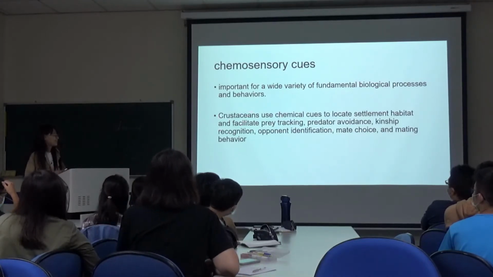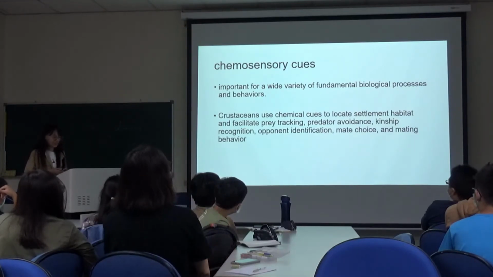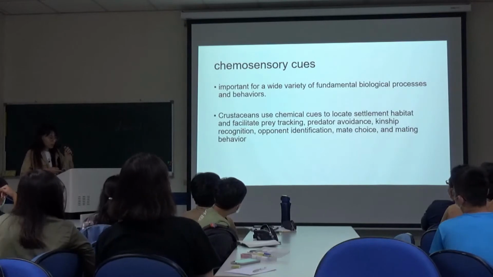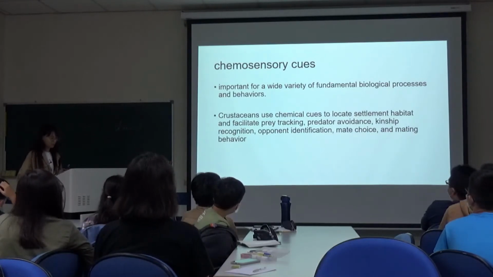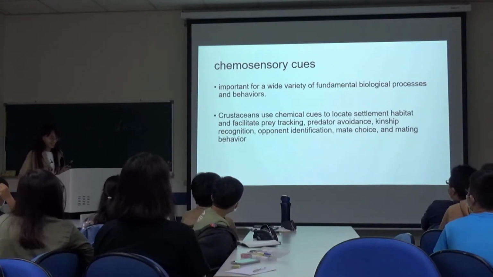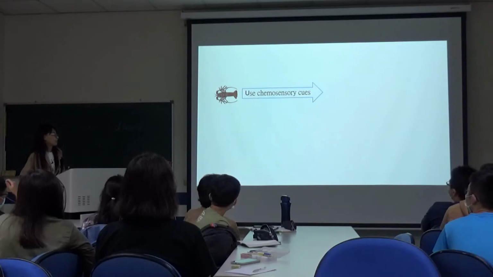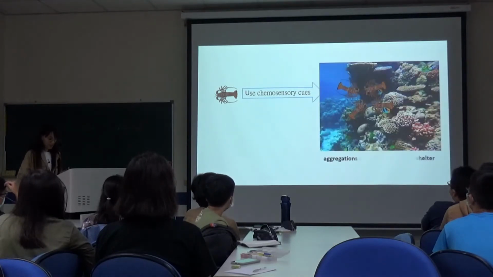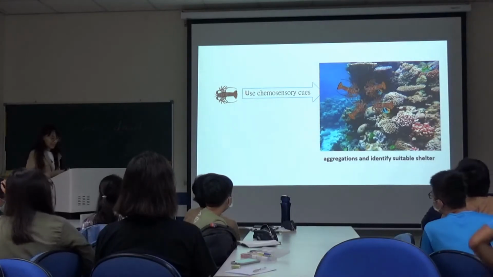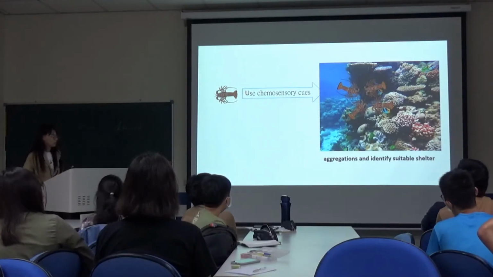These animals use chemical cues to locate the habitat and facilitate mating, predator avoidance, injury recognition, and so on. So the lobster will use the chemosensory cues to aggregate and identify suitable shelter.